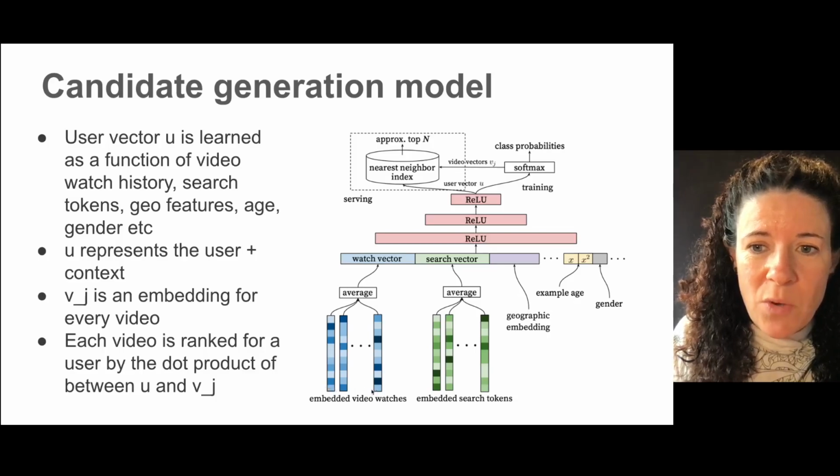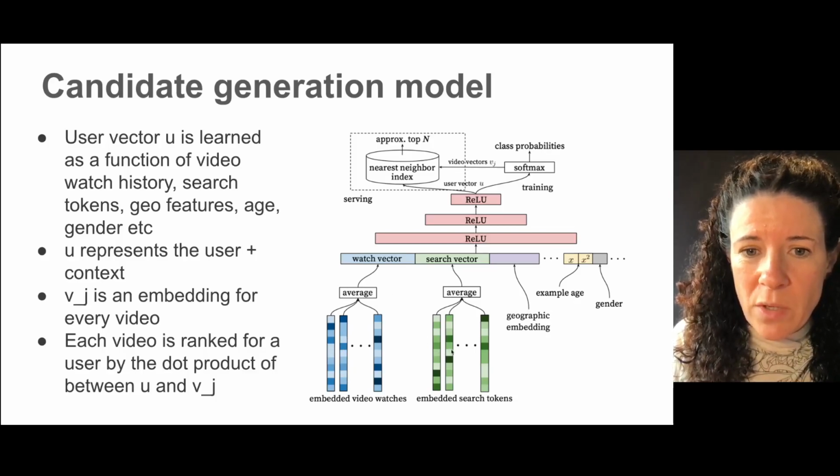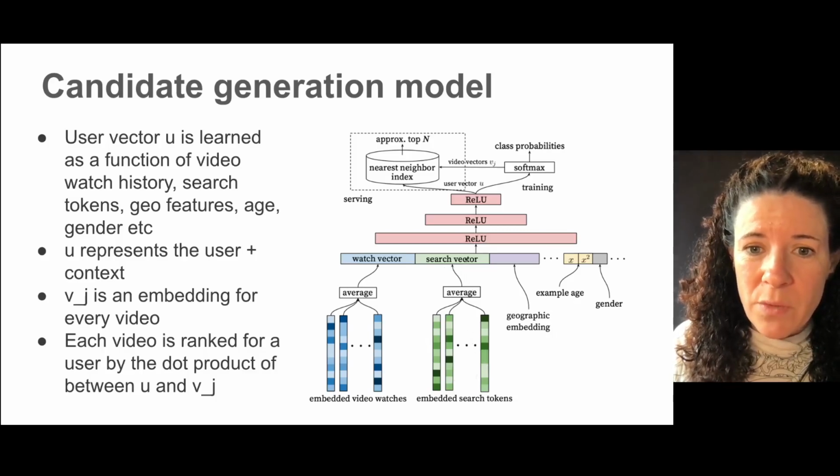So every video watch gets embedded. We learn an embedding for every video watch that the user has had, and an average of those embeddings is going to be passed to the model. We also take all the search tokens that the user has used, and we also embed them. I'm going to talk about embedding at some point very soon. Basically, you learn some representations for every token the user has used. Okay, and this is another part of what goes into the input.